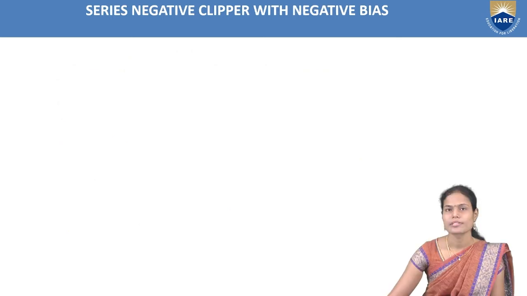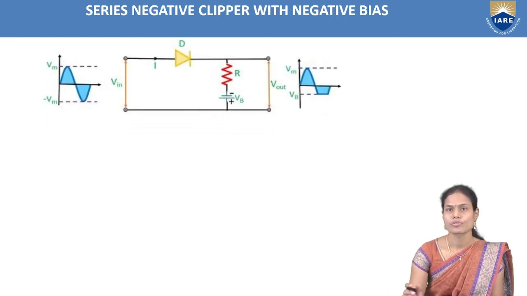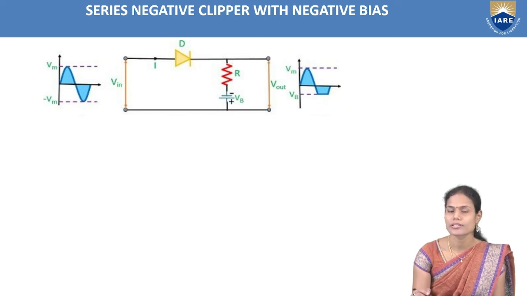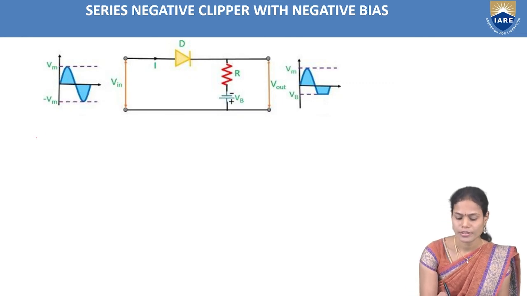And similarly, the series negative clipper with negative bias. Here we just have to change the polarities of the battery. In the series negative clipper with positive bias circuit, if we change the terminals of the battery, we get the series negative clipper with negative bias.